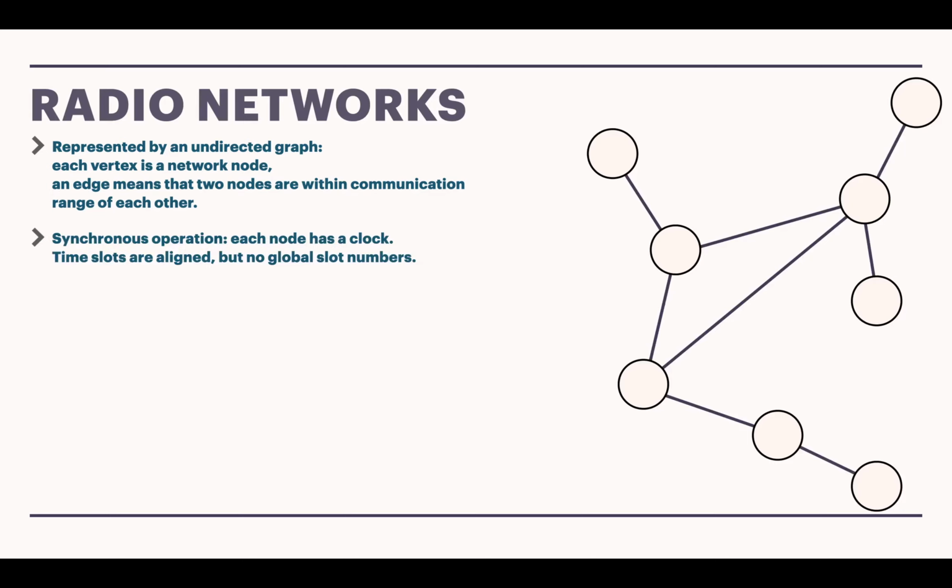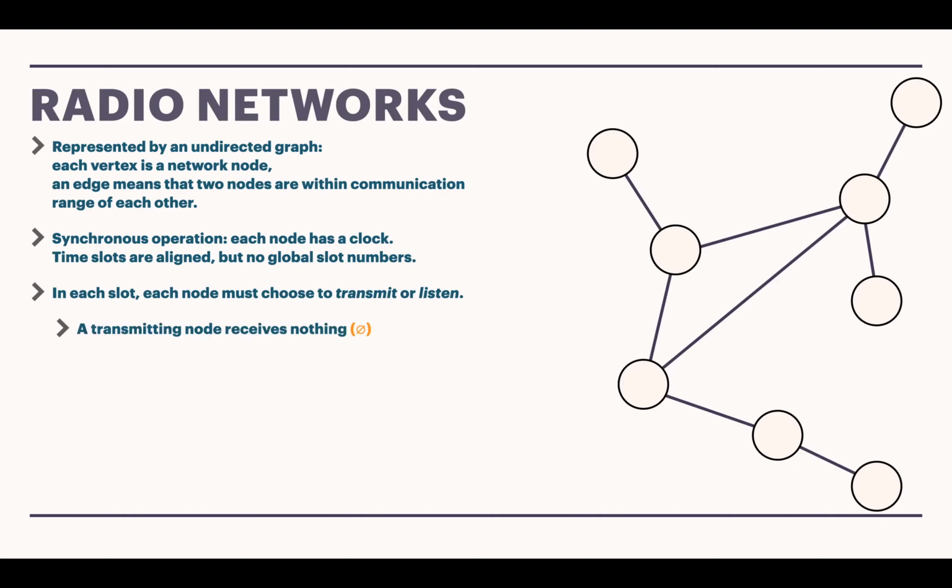And operation is synchronous, so each node in this network has a clock. These clocks divide time into time slots, and the time slots are aligned across all the different nodes, although there's no assumption about global slot numbers. In each slot, each node has to make a decision whether it's going to be in transmit mode or it's going to be in listen mode. And the outcome of these decisions is based on the following rules.